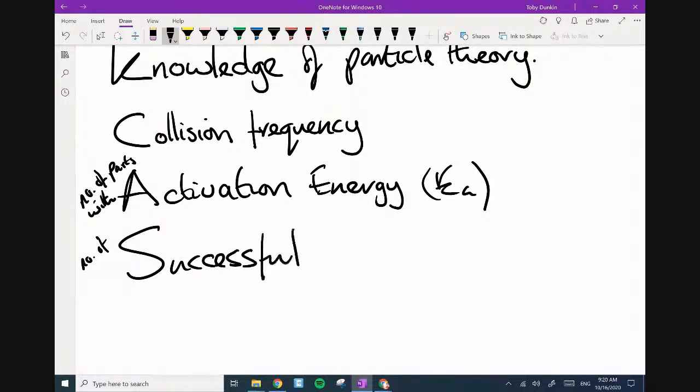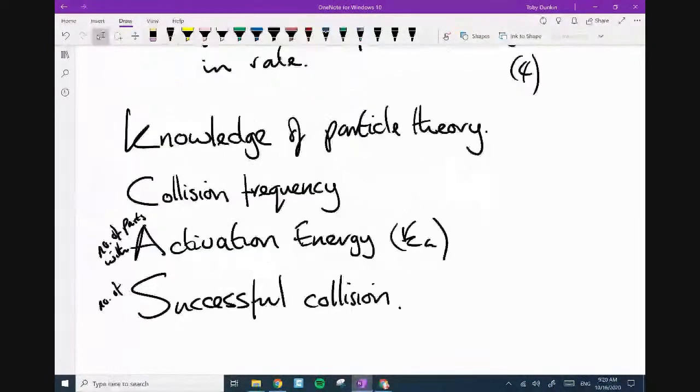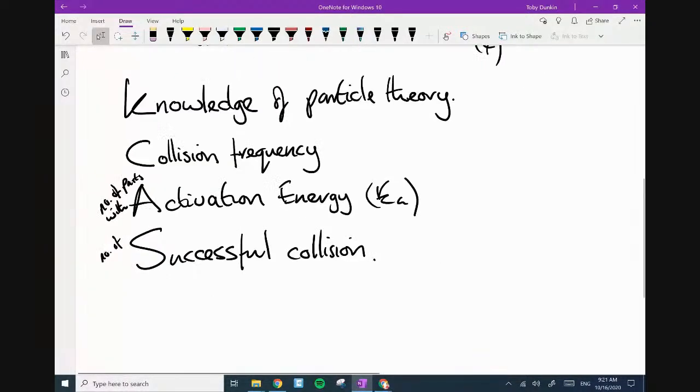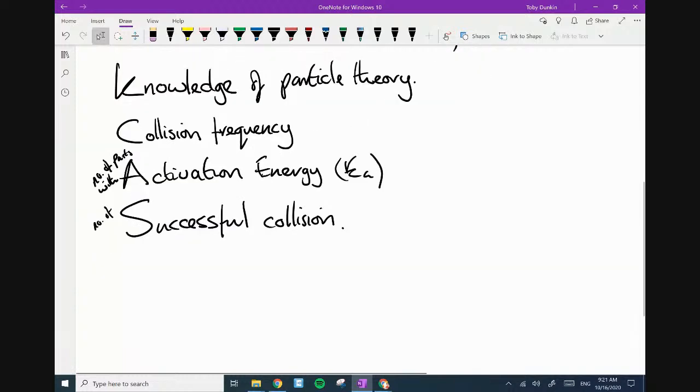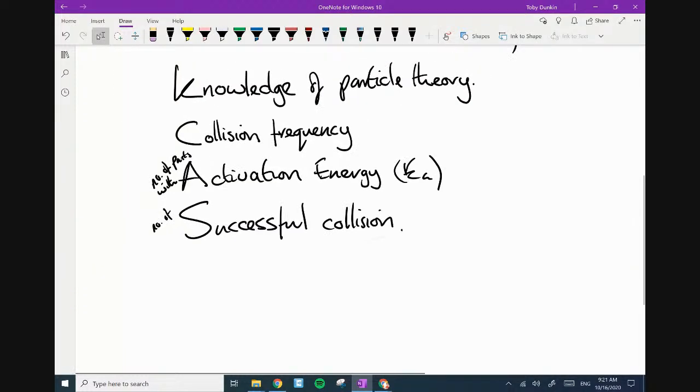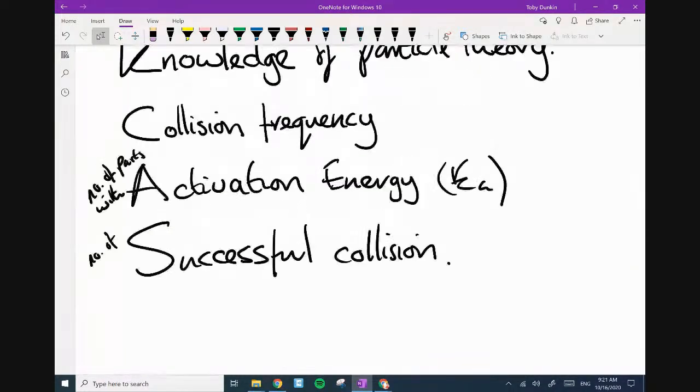Now, students think that the collision frequency is the same as the successful collisions. They are not. They are independent marks. This is why KCAS is so useful, because most students who waffle this answer will not score 4. The last question is explain the rate change. So that's going to be an increase or decrease.